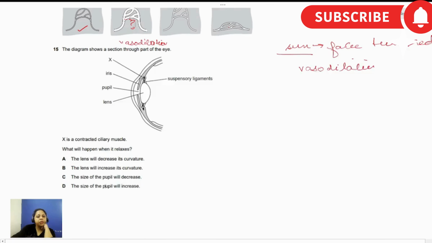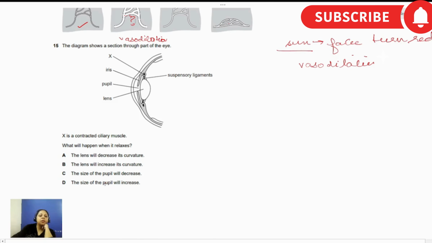The diagram shows a section through a part of the eye. X is the contracted ciliary muscle. This one is the ciliary muscle. This one is the suspensory ligament. What will happen if it relaxes?